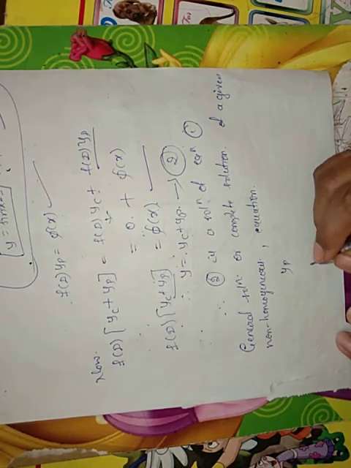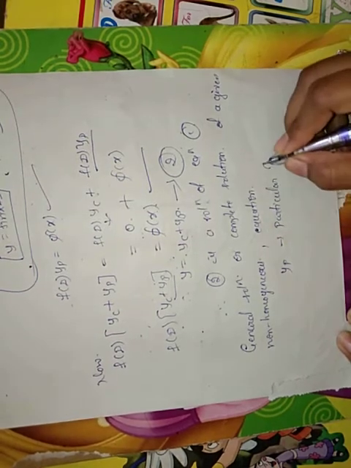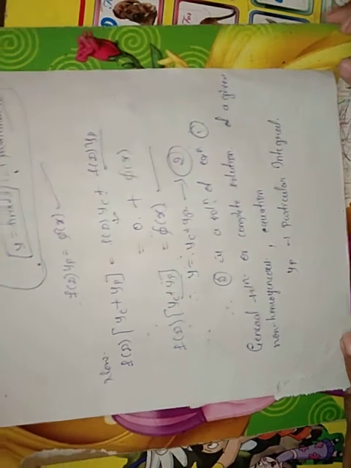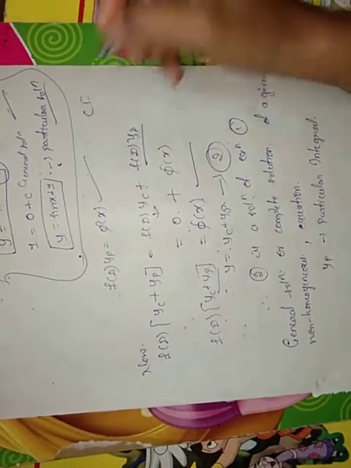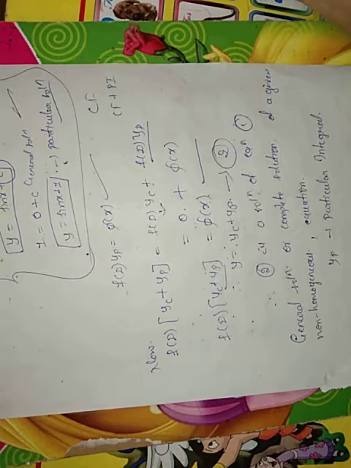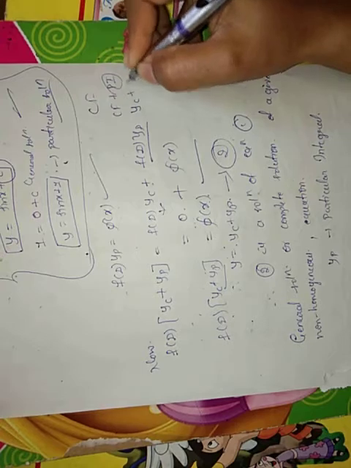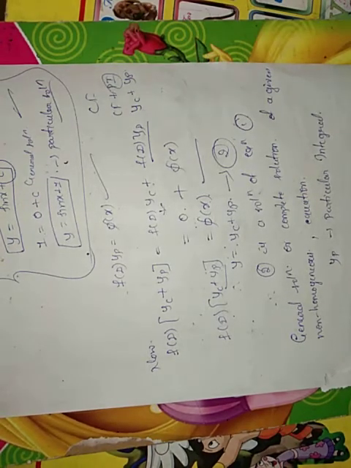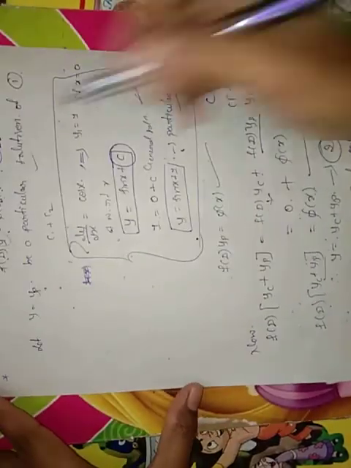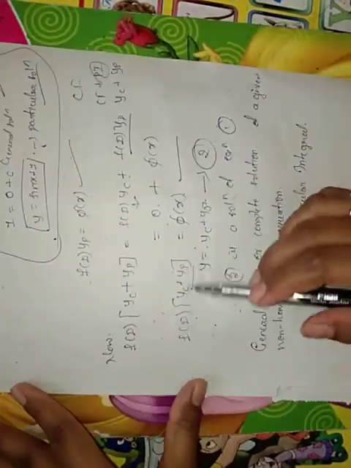Here the particular solution yp is also called the particular integral. So the solution of the homogeneous equation is the complementary function. The solution of the non-homogeneous equation is the complementary function plus the particular integral. PI is nothing but the particular integral. We also indicate it by yc plus yp, CF plus PI, or else yc plus yp. So the solution of the non-homogeneous linear differential equation is yc plus yp.